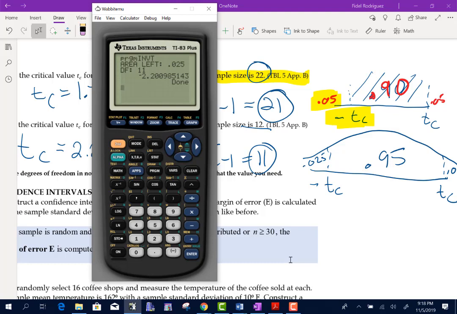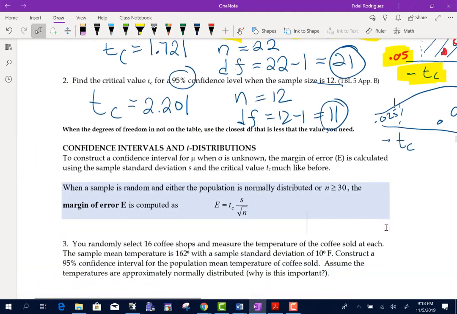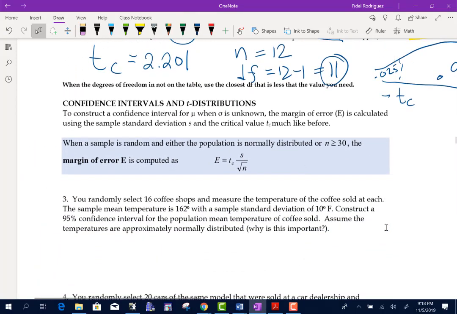So remember when we were doing the other ones, we were finding that negative ZC. What this is telling me is the negative TC. Anyway, guys, you all will have your calculators like this. I'll type in those programs for y'all because it takes a little bit of time to do. All right. Now, we're going to find confidence intervals and t-distributions.